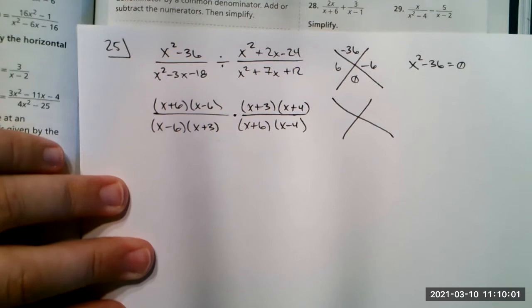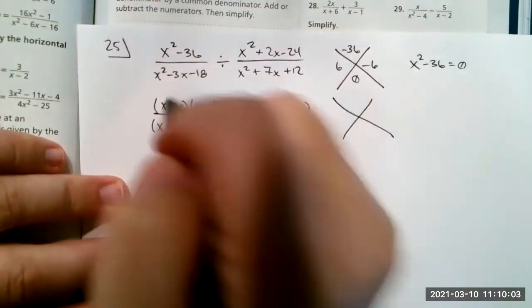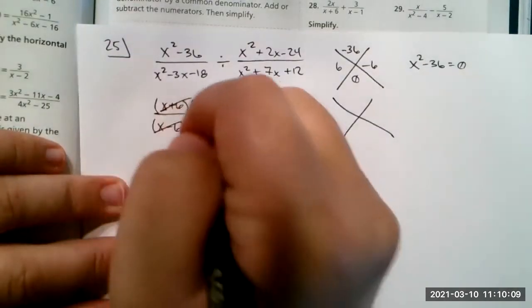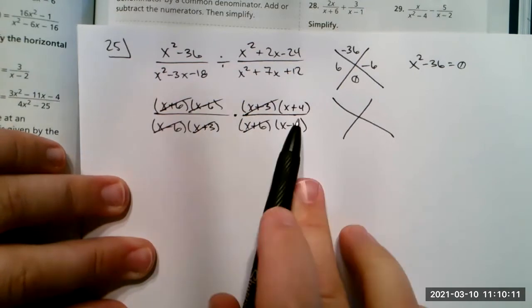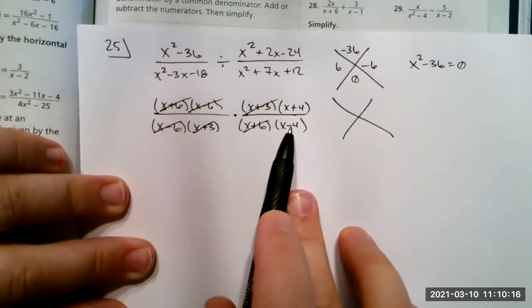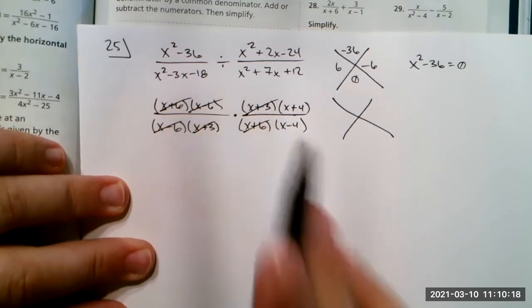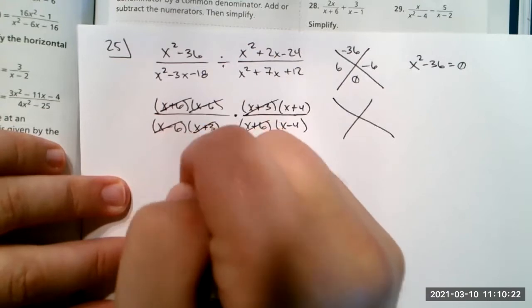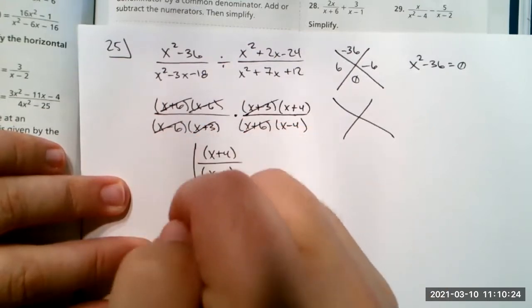Now everything is being multiplied. So I take a positive 6 from the top and bottom, positive x plus 3 from the top and bottom, x minus 6 from the top and bottom. And the leftover parts are not identical. They have to be exactly the same. This is plus 4, this is minus 4. So there's nothing I can do. That'll just stay x plus 4 up top and x minus 4 down below.